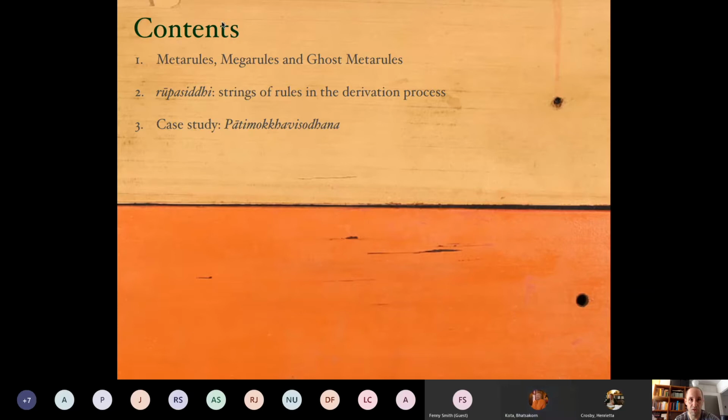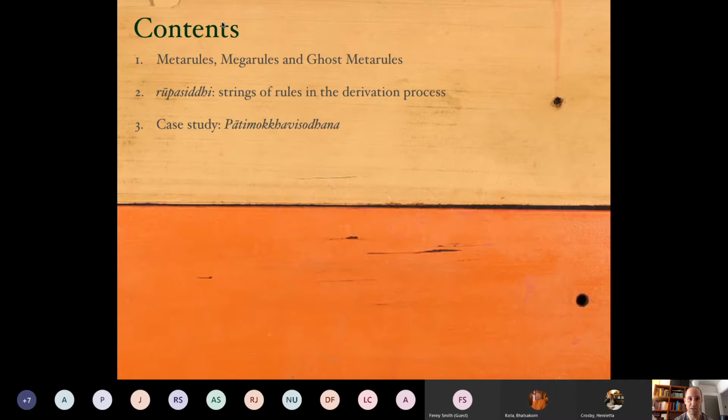So we will see first the meta rules, and that means the paribhashas that we mentioned the first day. Among these meta rules, there are some paribhashas that I call mega rules. That's because in Pali they are called mahasuttas. And then there's another type of paribhashas or meta rules that I call ghost meta rules. That word does not appear in Pali, but you will see why I use this term.